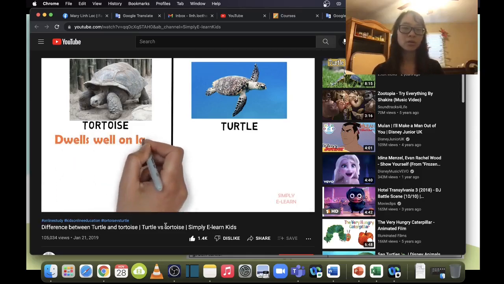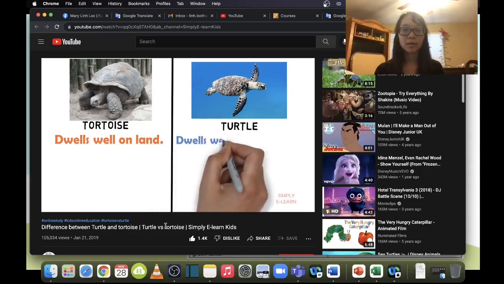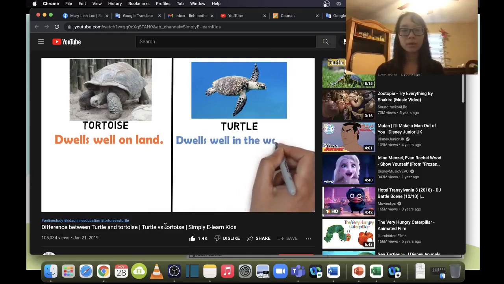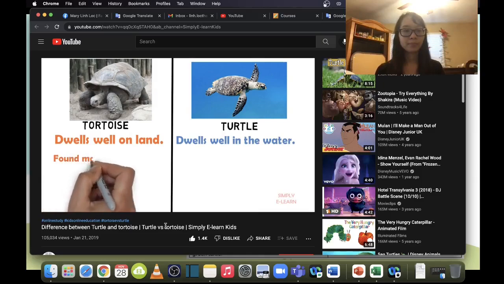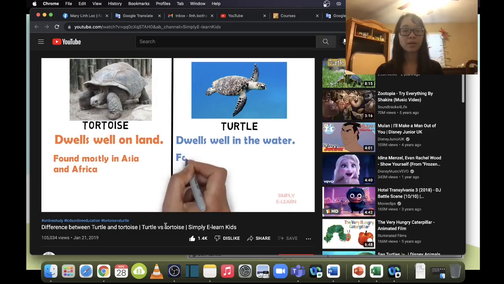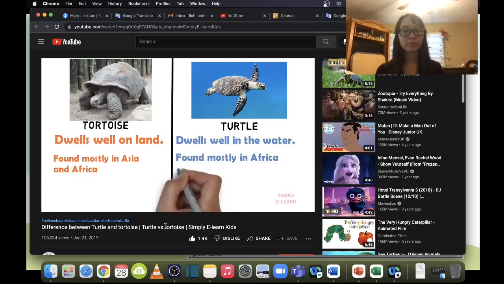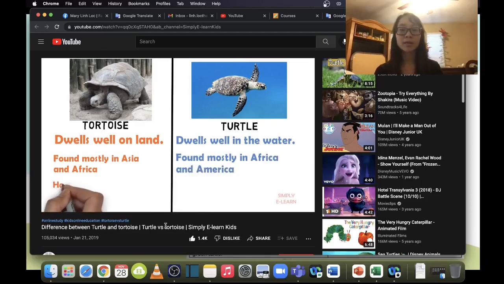We see the tortoise walks on land. And where does the turtle live? In the water. Found mostly in Asia and Africa. The turtle is found mostly in Africa and America. Turtles live in the sea, in the ocean.